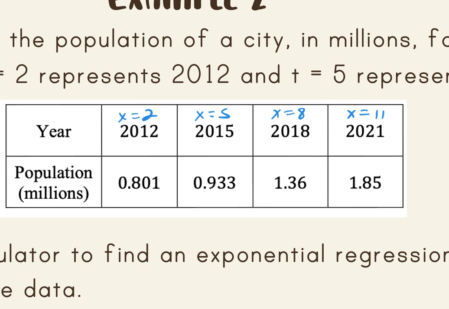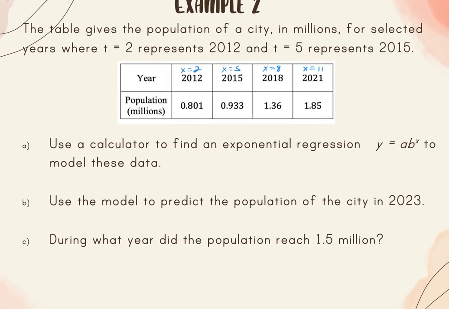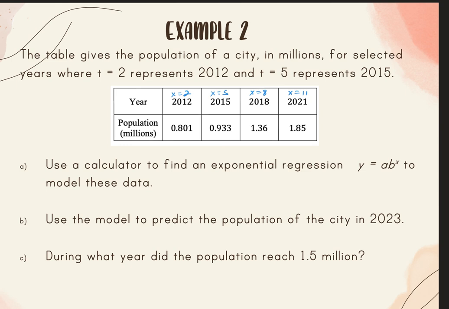So then when I go to my stat plot, I go to edit, I make my x values 2, 5, 8, and 11. And then I'm going to go to my y values, 0.801, 0.933, 1.36, 1.85. And then we know this to be exponential because it tells you to use your calculator to run the exponential expression. If we didn't know, if it said to first determine which regression is the best, then obviously we would have to use that to figure it out. But this time it tells you exponential.